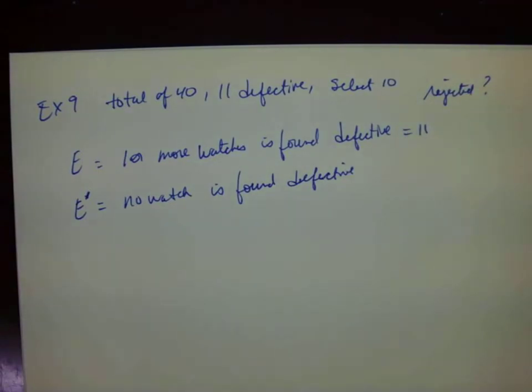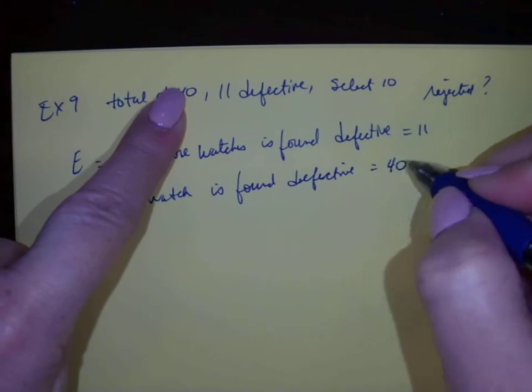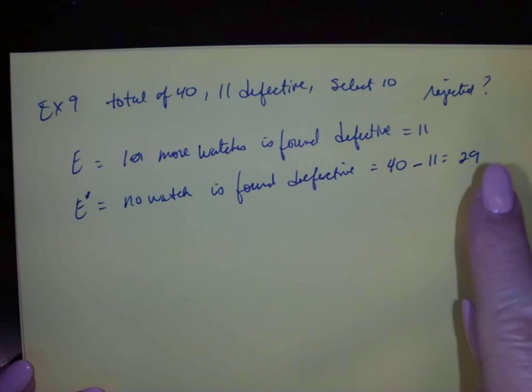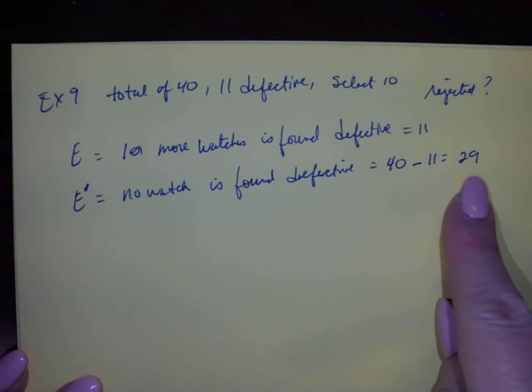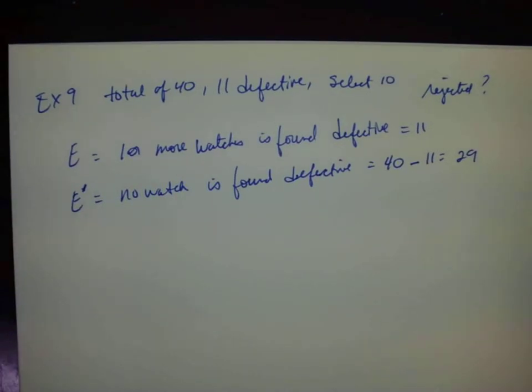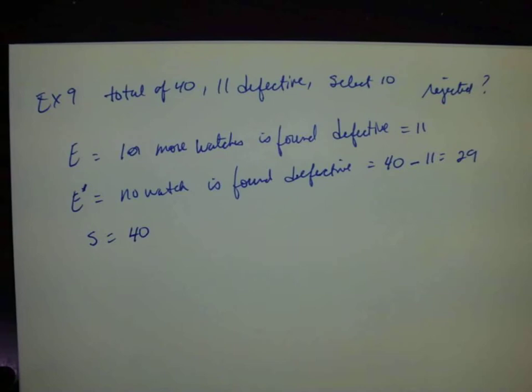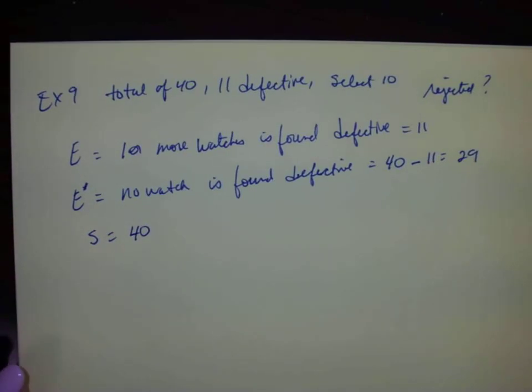All right. Now to find that, we have a total of 40. If we subtract the 11 defective, that means that there are 29 that are not defective in the shipment. And just so we understand, our S is going to be 40. That's our total. All right, so we are going to do this without using the combinations or permutations, like I said, in the homework.